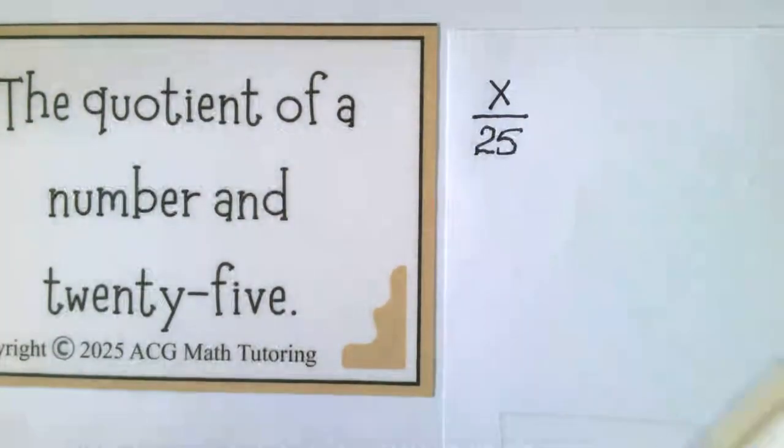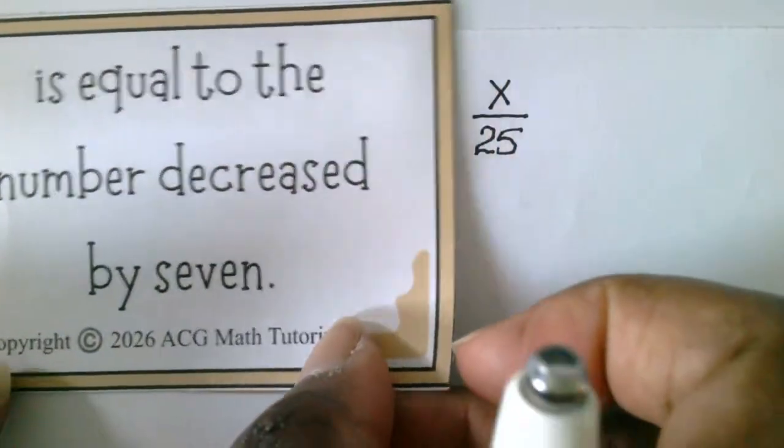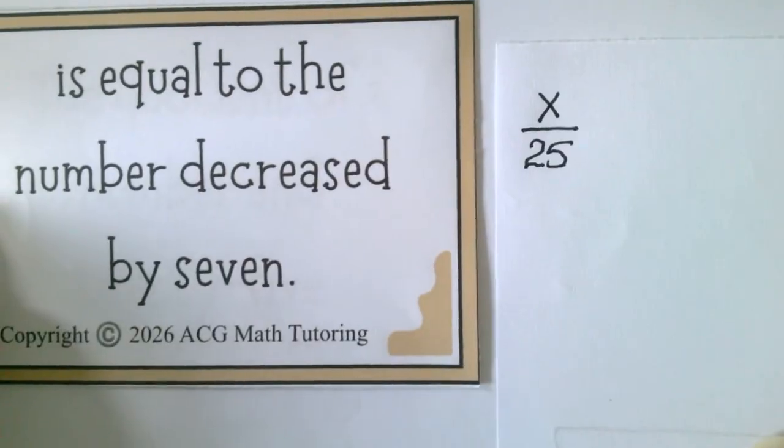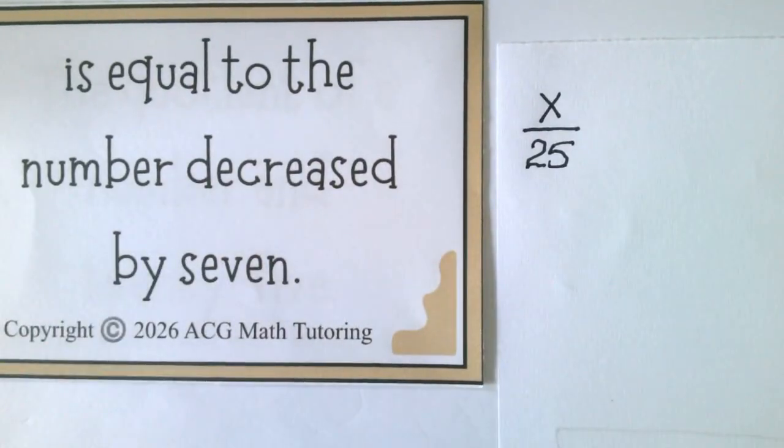Okay, so let's go with the extension. Is equal to, ooh, okay, is equal to the number decreased by 7. Ew, fun. Okay, is equal to the number decreased by 7.